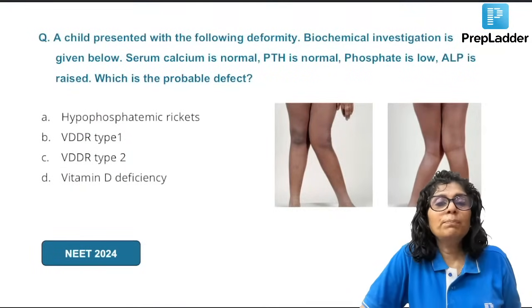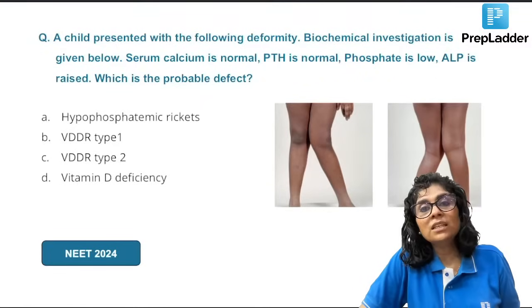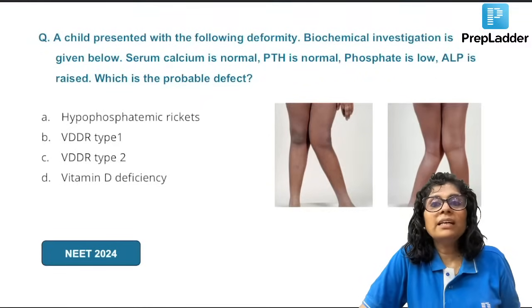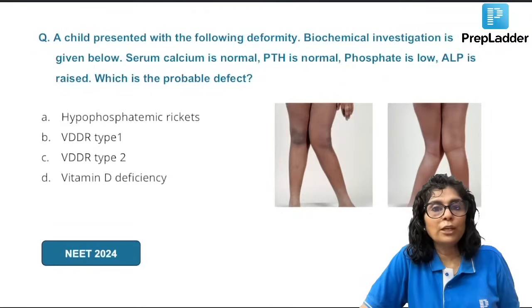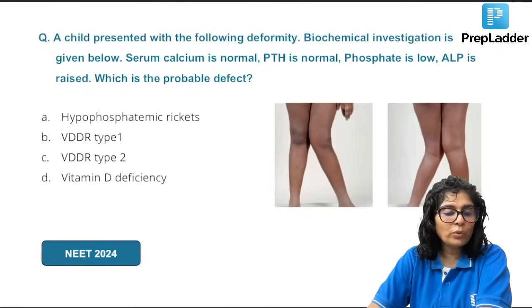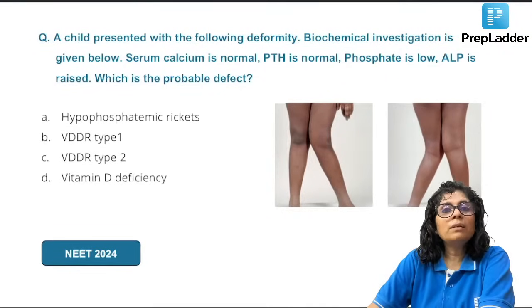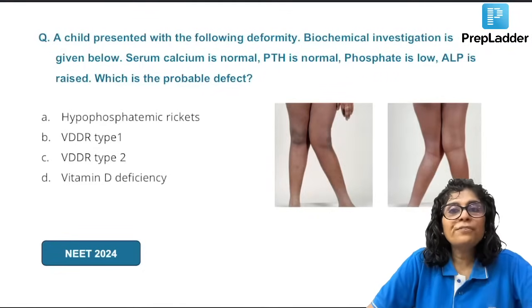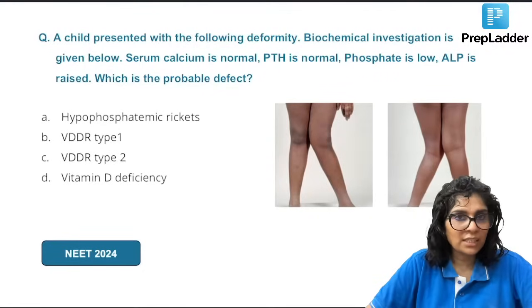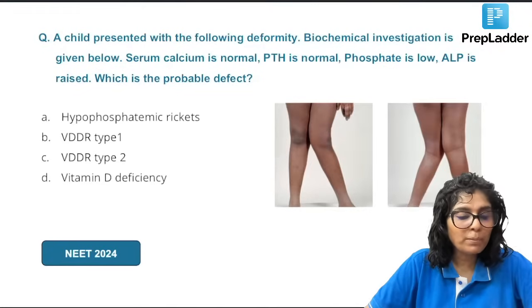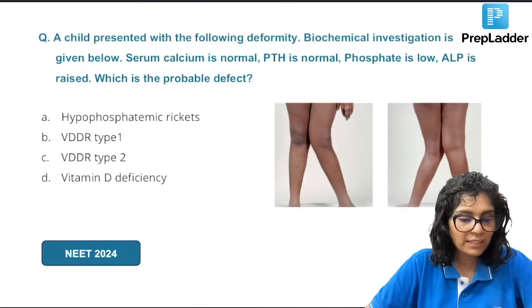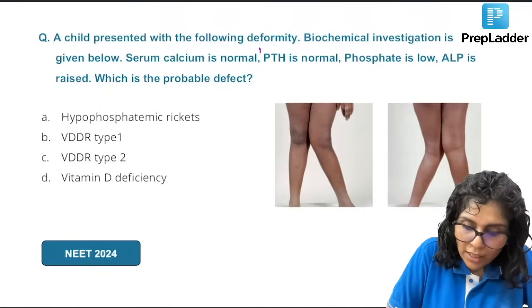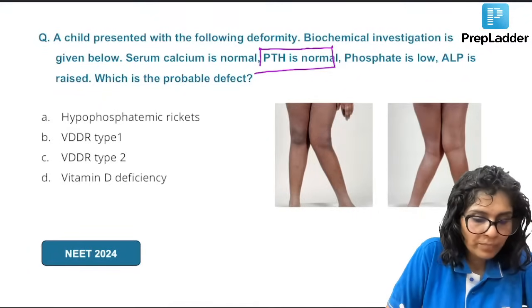A child presented with the following deformity, and the biochemical investigation is given below. What is the biochemical investigation? Serum calcium is normal, parathormone is normal, phosphate is low, ALP is raised. What is the probable defect? What is your answer, everybody? The clue that is given here.